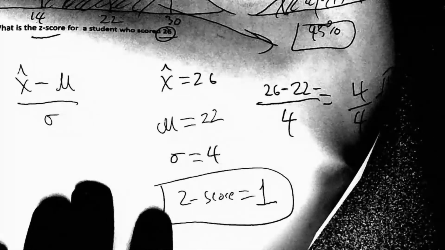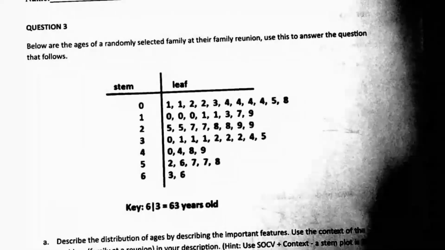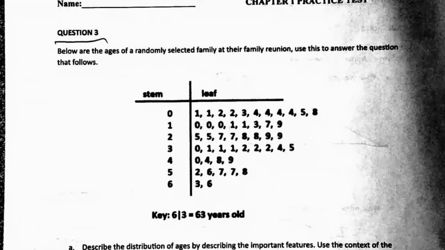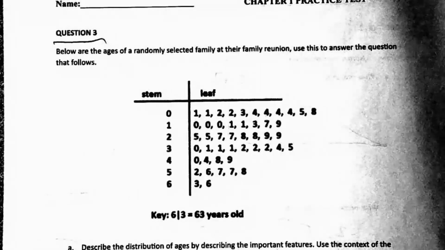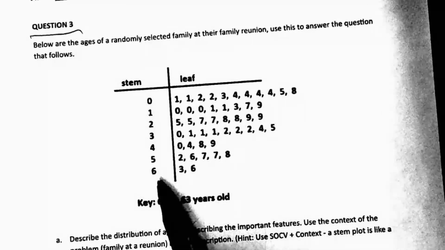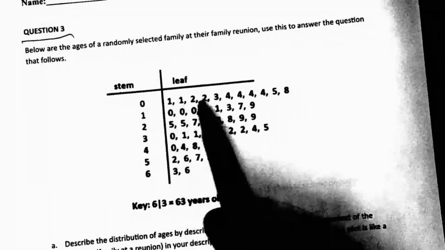Okay, that is part 1. Okay, this is part 2 of the practice test. This is question 3. We're looking at a stem and leaf plot of a family reunion, and these are the different ages. Essentially, a reminder of how to read this: this is the first digit of the number, and this is the second digit of the number.